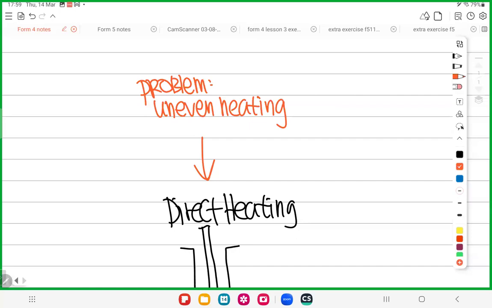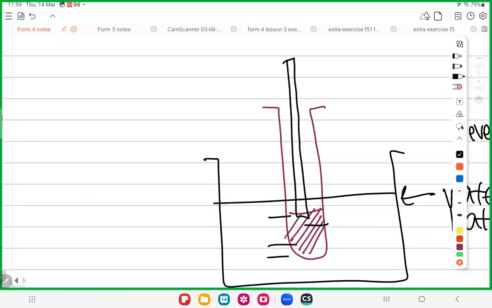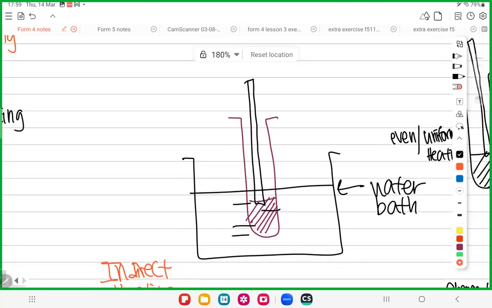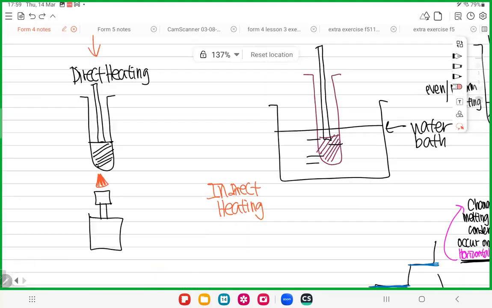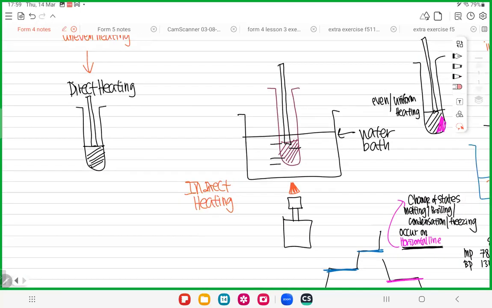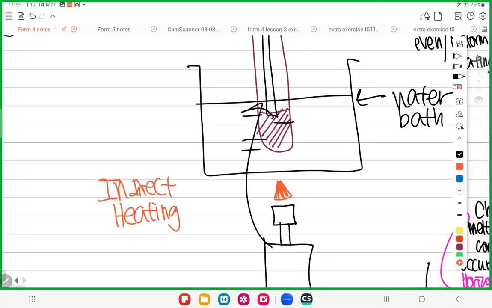Okay. So how to solve the problem? To solve the problem, we do this. This is called indirect heating. So when we do indirect heating, what happens, everyone? This is the Bunsen burner. Now the Bunsen burner does not heat the substance directly. No. Now the Bunsen burner heats the water.